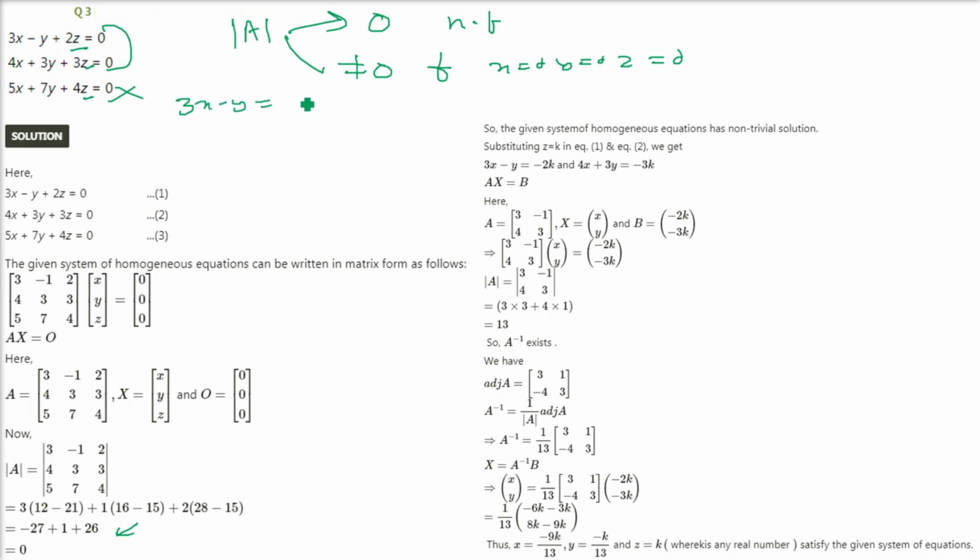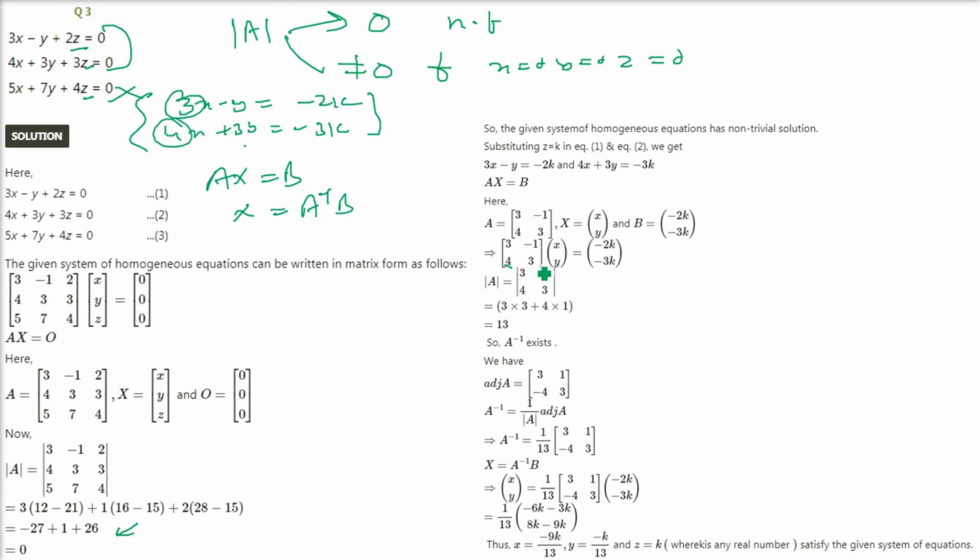Means once you do this, 3x minus y and you have assumed z equals k, and 4x plus 3y equals minus 3k, you don't have to use the third equation. The third equation will only be used when you want to put this x, y and z value and try to show that it actually satisfies.